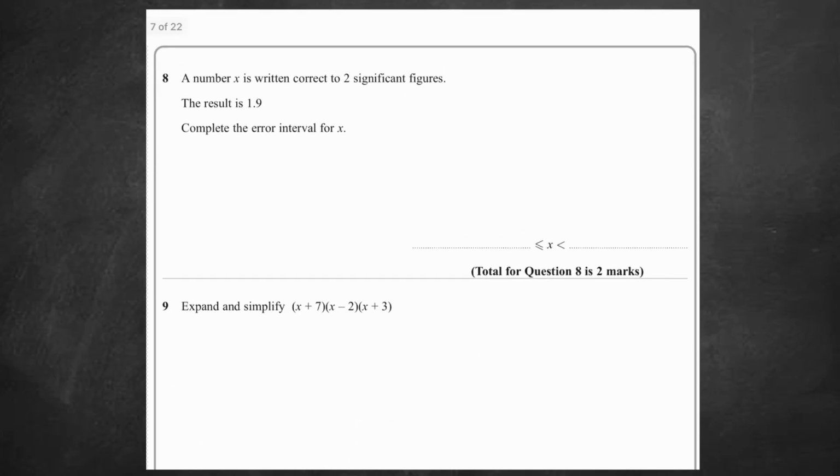Question 8. The number x is written correct to two significant figures. The result is 1.9. Complete the error interval for x. That will just be 1.85 to 1.95. As 1.85 rounds up to 1.9, which is why we've got the equal to sign here. And 1.95 does not round down, which is why there's no equals sign on that side.